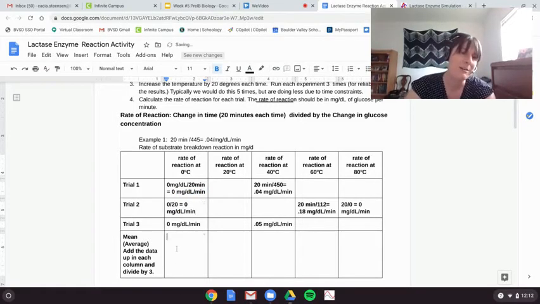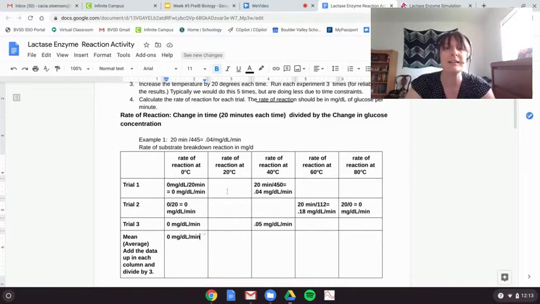This final spot here, I'm going to find the mean. To find the mean, I add all 3 of them together and then divide by 3. So 0 plus 0 plus 0 is 0. Divided by 3 is 0. So 0 milligrams per deciliter per minute is the average amount of glucose created. Pretty much telling me, yep, lactase does not work then.